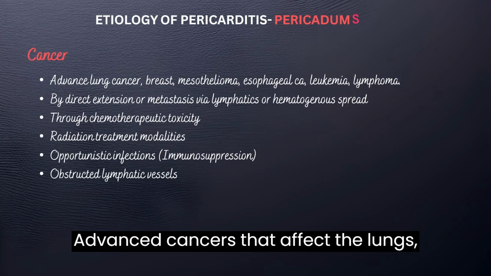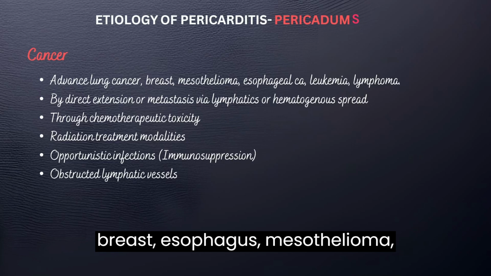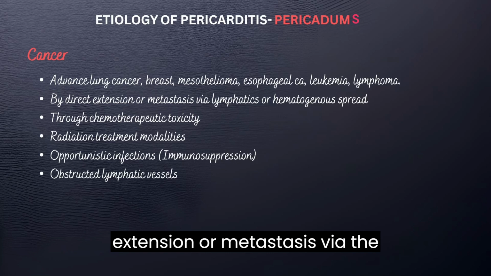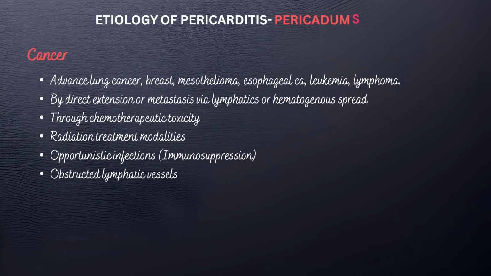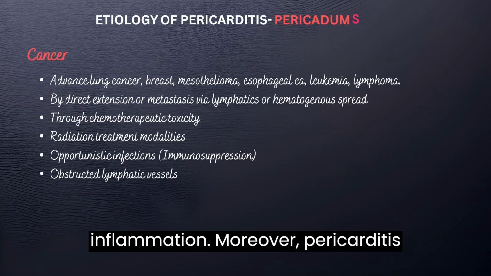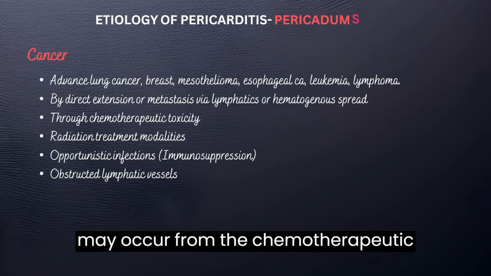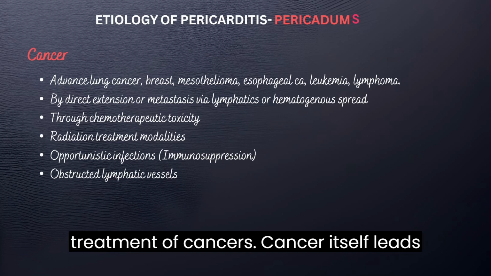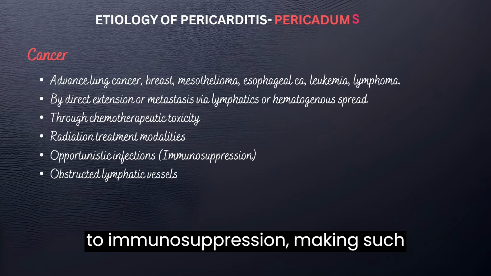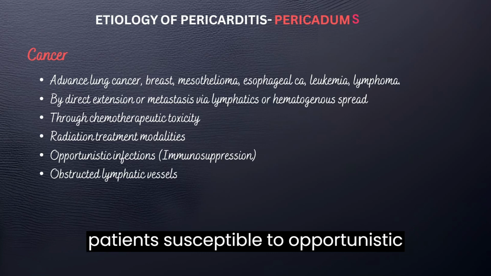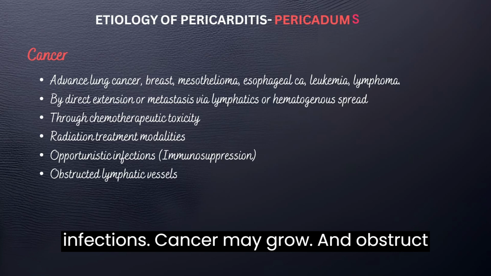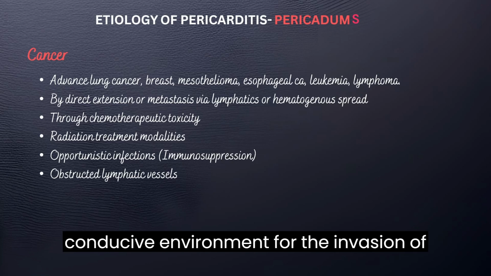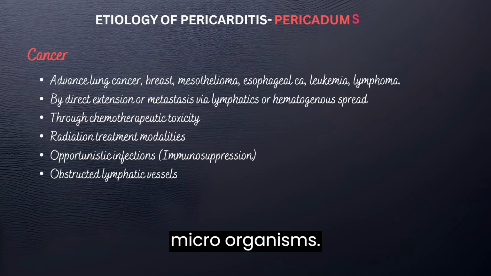Advanced cancers that affect the lungs, breast, esophagus, mesothelioma, leukemia, and lymphoma, through direct extension or metastasis via the lymphatics or hematogenous spread, may predispose the pericardium to inflammation. Moreover, pericarditis may occur from the chemotherapeutic toxicity and radiation used in the treatment of cancers. Cancer itself leads to immunosuppression, making such patients susceptible to opportunistic infections. Cancer may grow and obstruct lymphatic vessels, which creates a conducive environment for the invasion of microorganisms.